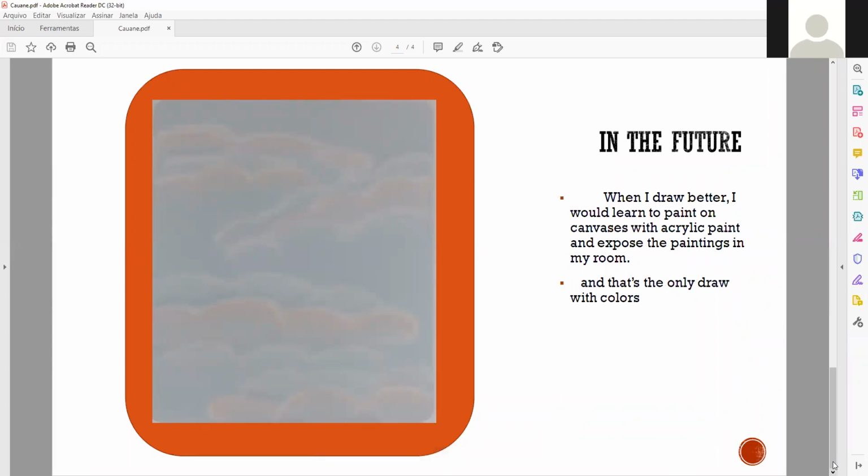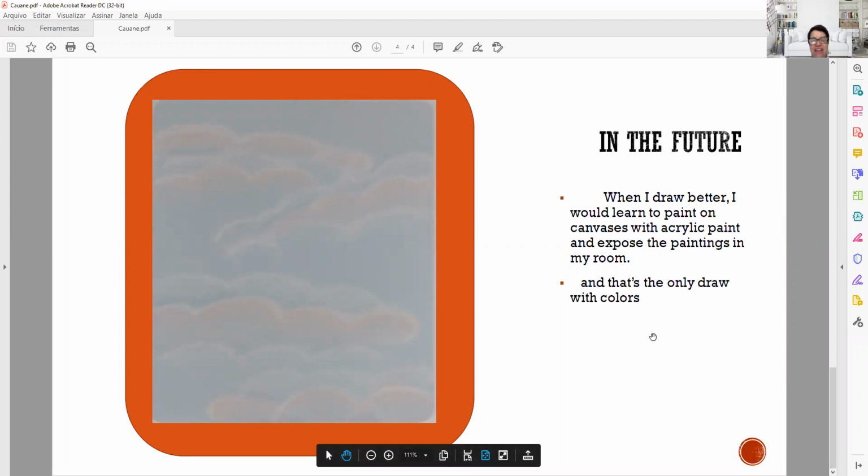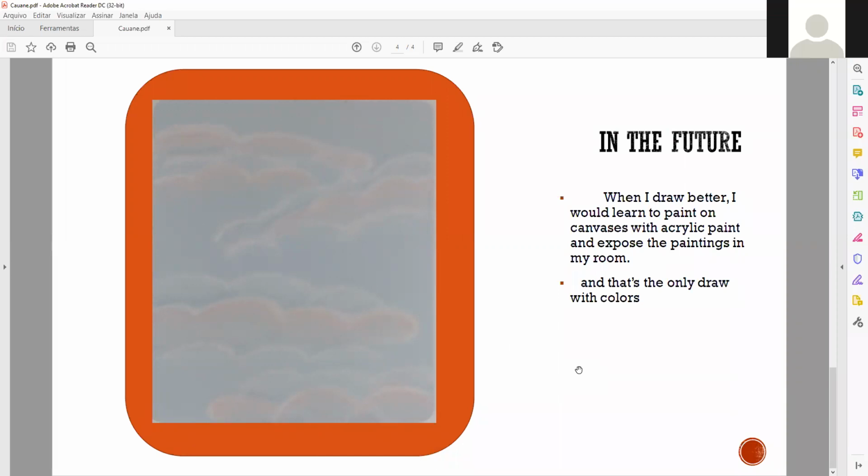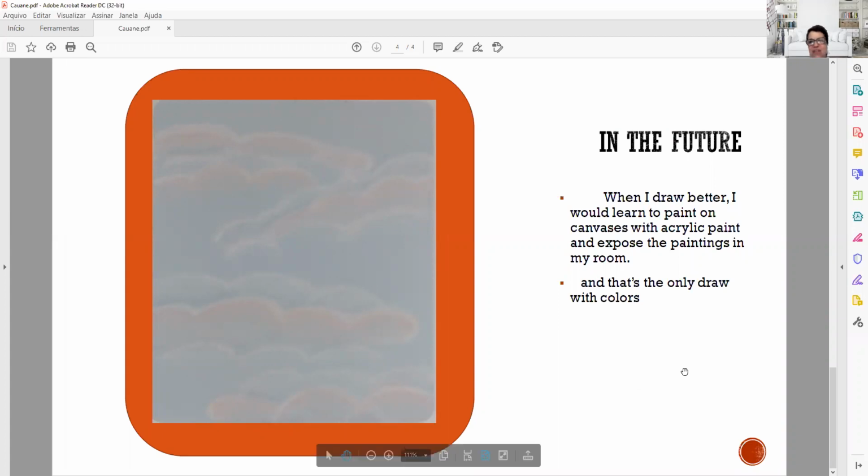In the future, when I draw better, I would like to learn to paint on canvas with acrylic paint and display the paintings in my room. That's the only drawing with colors. My only drawing. Oh, it's beautiful. It's the sky, right? Yes. The only one where he decided to use colors.